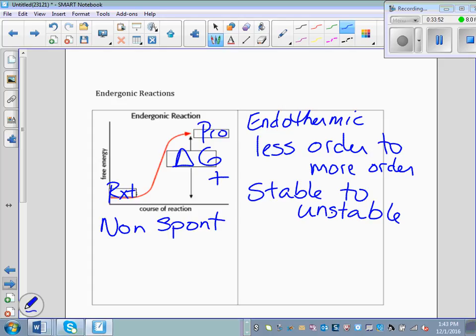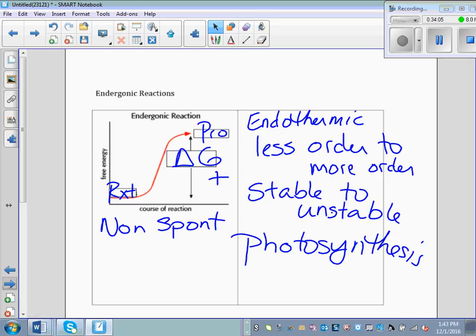Okay, so delta G is positive. I said that. Common example, photosynthesis. What else would be an example in the human body? Photosynthesis is taking CO2, H2O, plus light makes glucose and oxygen. How many of you remember that formula? All of you should. Brandon, what do you think?